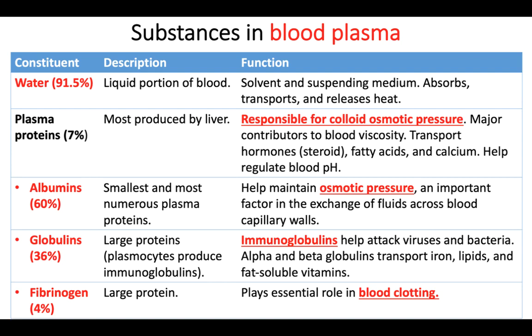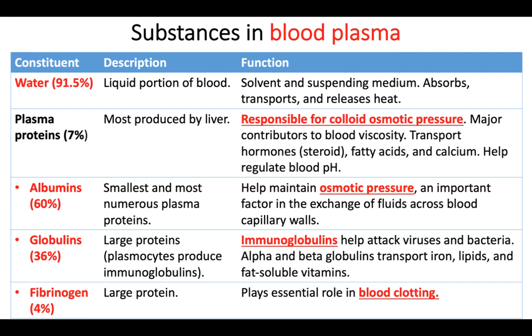So we can kind of hold off on that for now. But what I want you to focus in on is the three most abundant proteins. 60% of the protein is albumins. These albumins, being the most abundant, are really important for that osmotic pressure. What I also want you to remember about these albumins is they are not very huge proteins. They're kind of small, which makes them very useful because we don't want to lose protein.